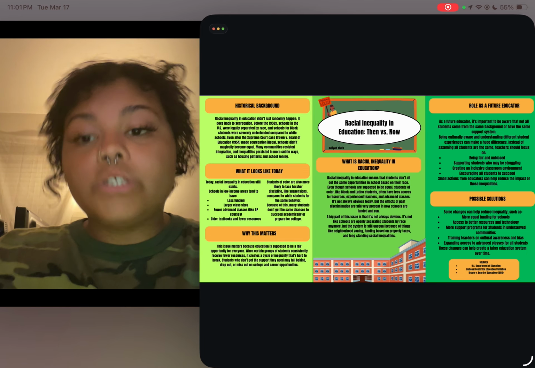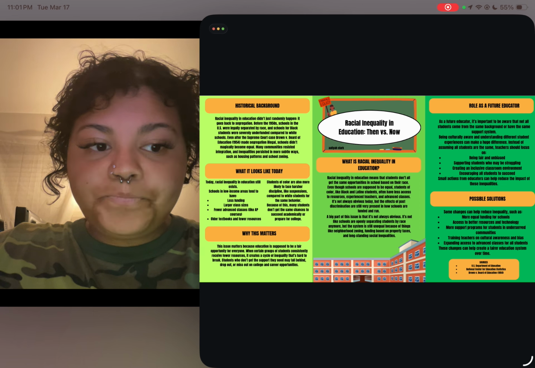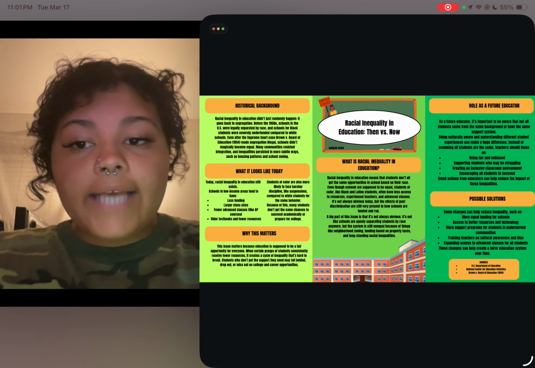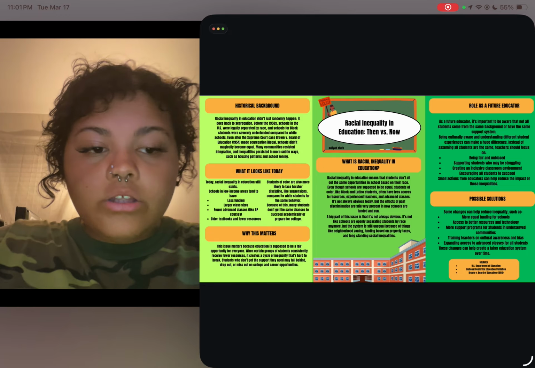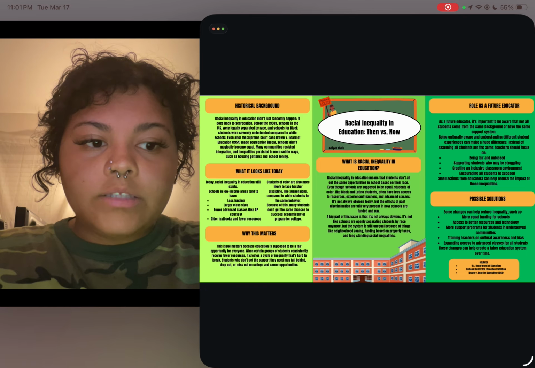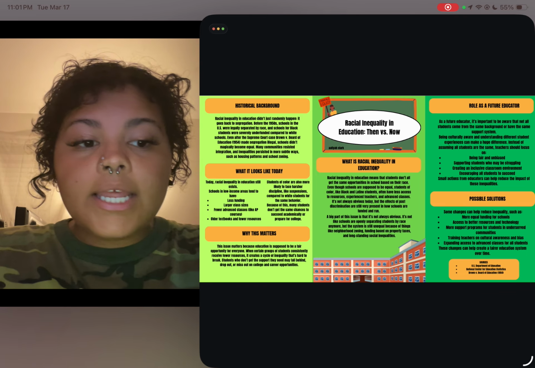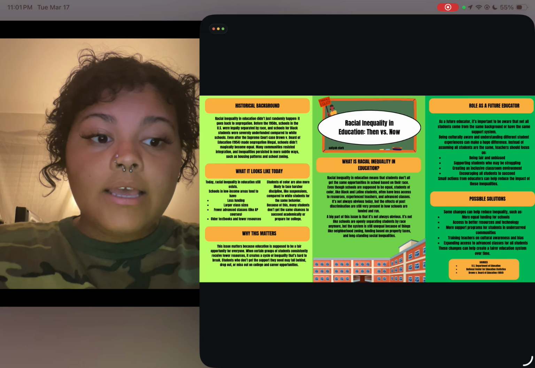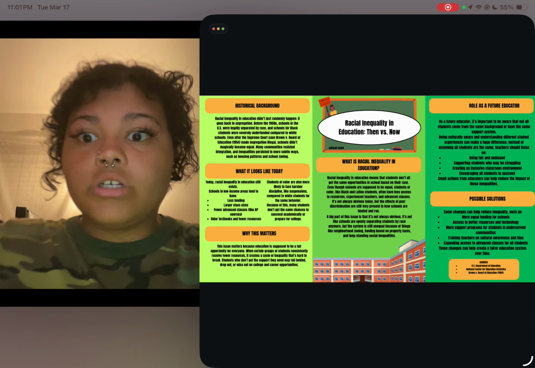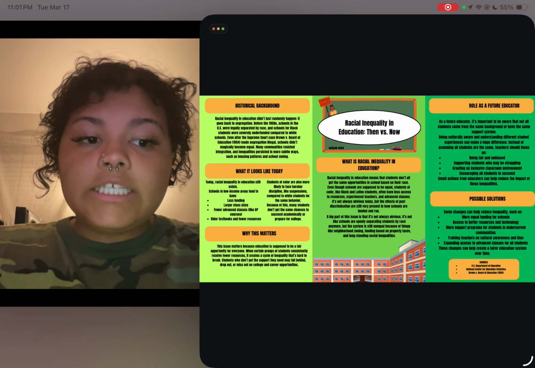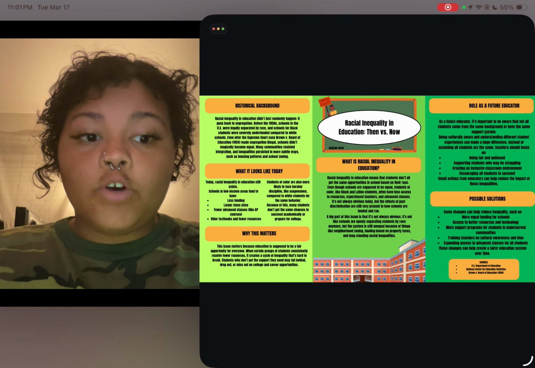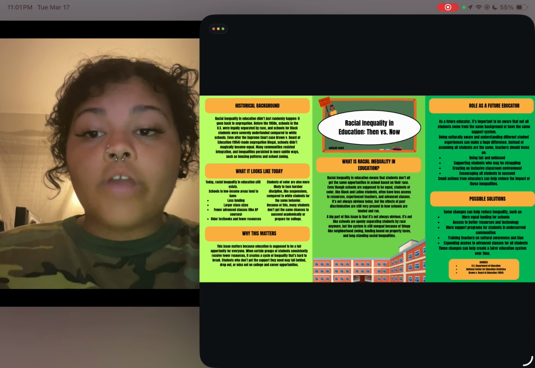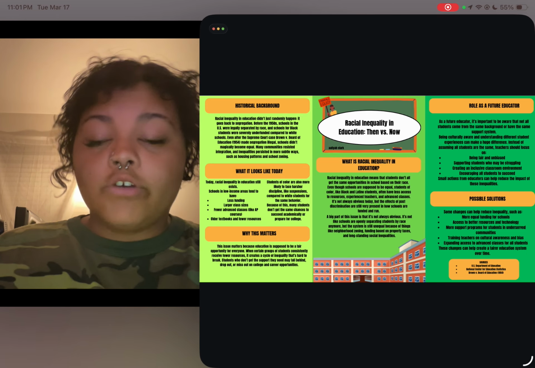Some possible solutions I think would be best are more equal funding for schools, access to better resources and technology, more support programs for students in underserved communities, training teachers on cultural awareness and bias and what that can look like physically, emotionally, and mentally, and expanding access to advanced classes for all students, because I truly believe that these changes can help create a fairer education system over time.